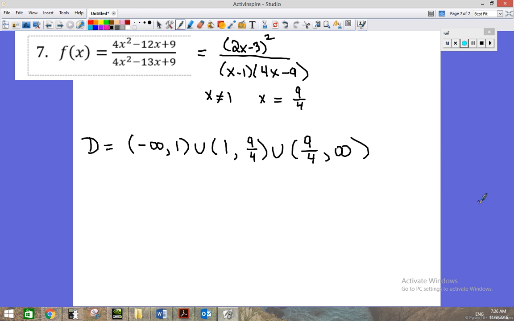There were no common factors, nothing canceled, so there's no holes in the graph. There are 2 vertical asymptotes because, since this is reduced, these values that I exclude from the domain are either going to appear as holes or vertical asymptotes. Since there's no holes, both of these have to be vertical asymptotes.